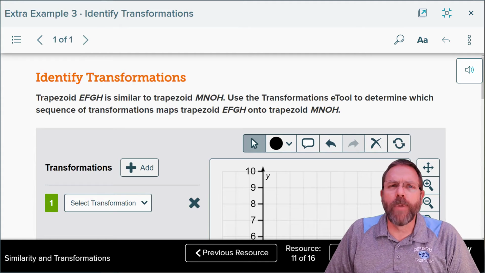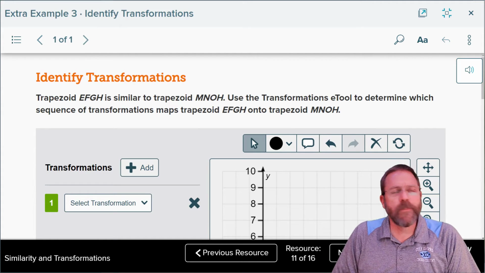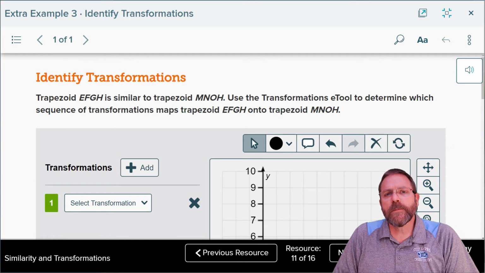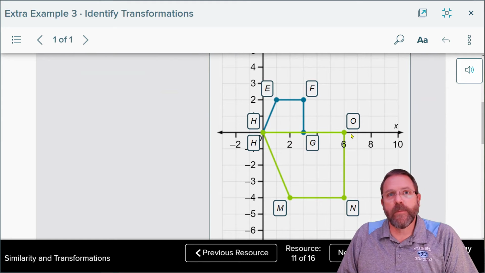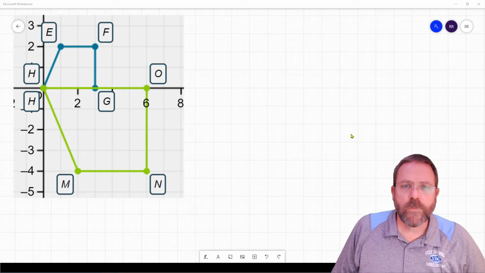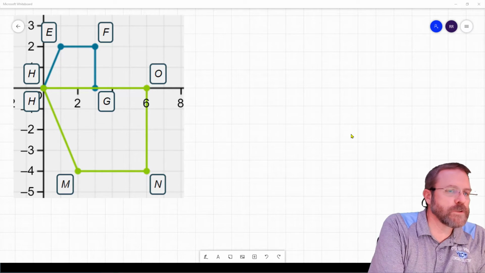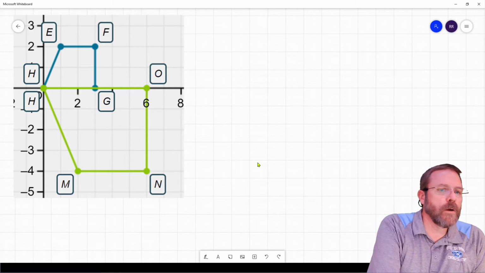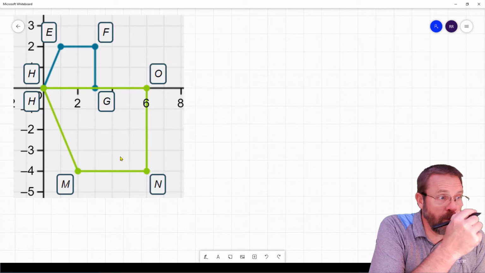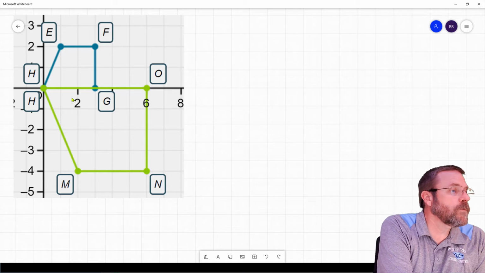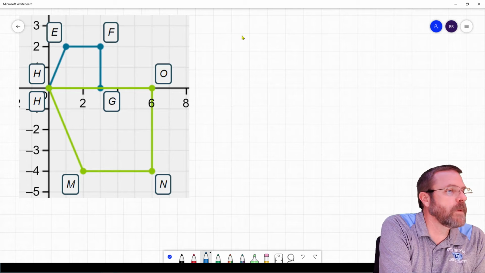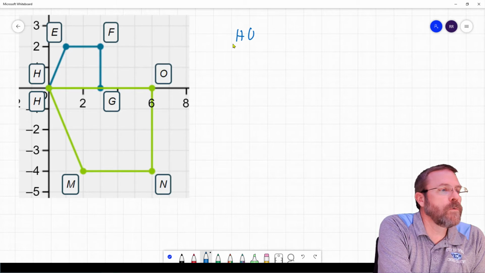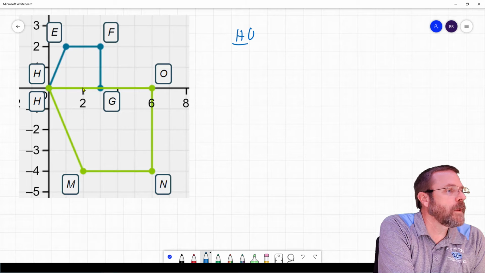Now it's your turn. Pause the video, look at extra example number 3, find out if they're going to be similar, find the scale factor, and then find out what you need to do to the map to get them to match up. Go. Okay, so first thing I need to do is set up my ratios. I'm going to be comparing my new figure to my old figure. So let's start off with these side lengths here. That means HO corresponds to HG right there.